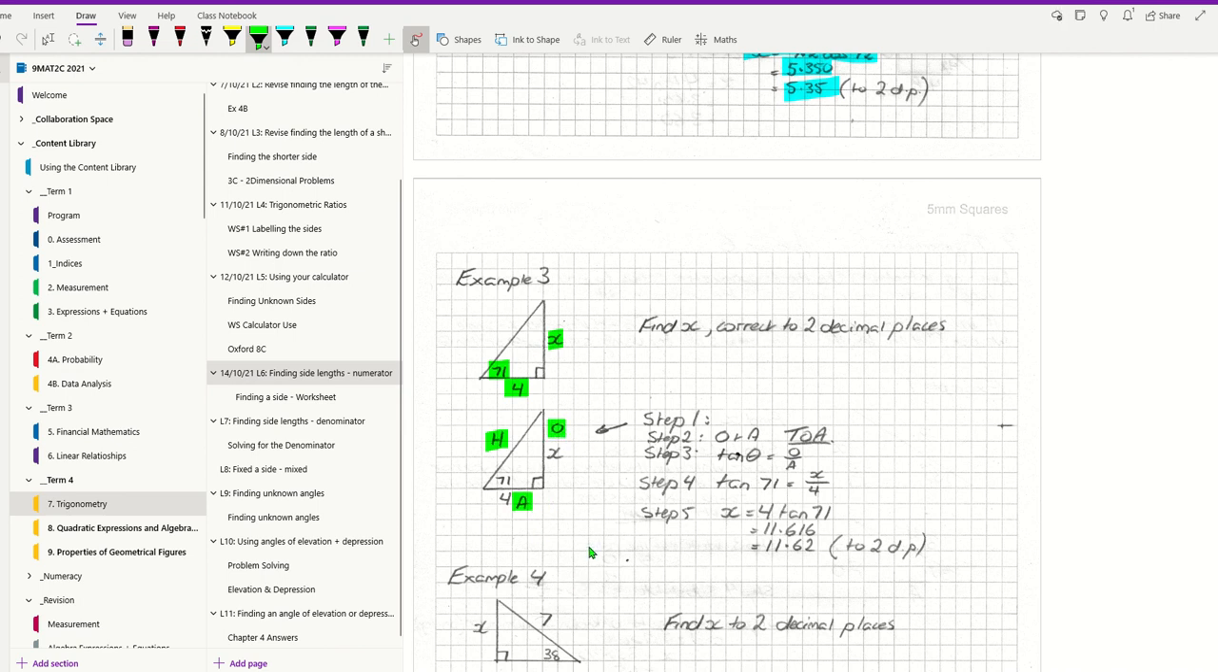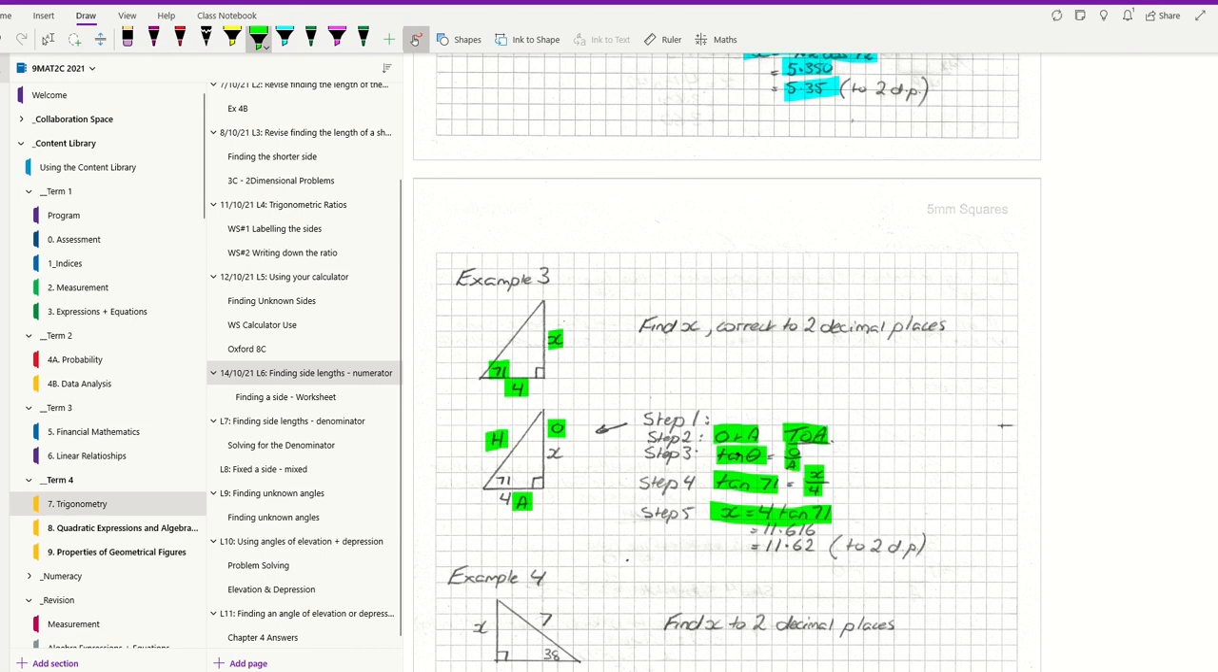So when we look at it this time, which ones have we got and what are we trying to find? So we have got A, we're trying to find O. So step 1 we've labelled. Step 2, we're trying to find O and A. The ratio of O and A is TOA. Writing that out, tan theta equals O on A. Substituting the values in, tan 71 is equal to O is X and A is 4, X on 4. So again, what we do is rearrange it. So we've got X equals 4 tan 71.